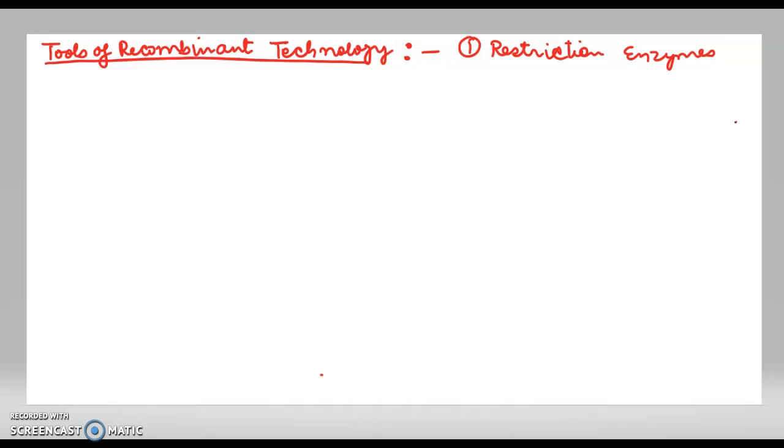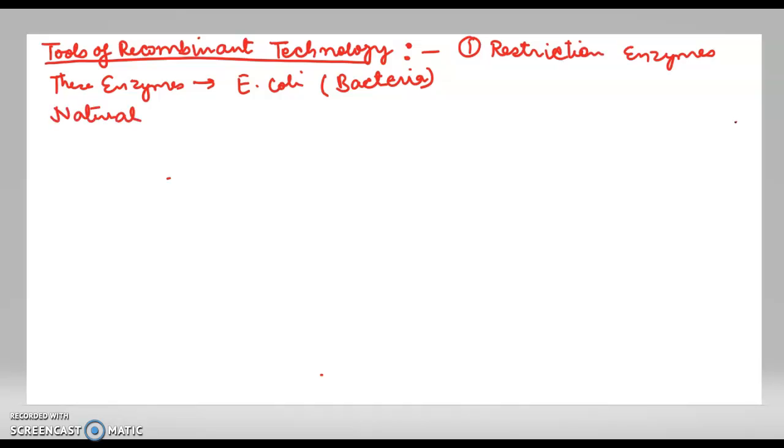Hello students. Today we'll study about two basic tools of recombinant DNA technology. The first one is restriction enzymes, and you know that these are naturally present inside E. coli cells or bacteria. Now restriction enzymes are actually providing natural defense to bacteria.